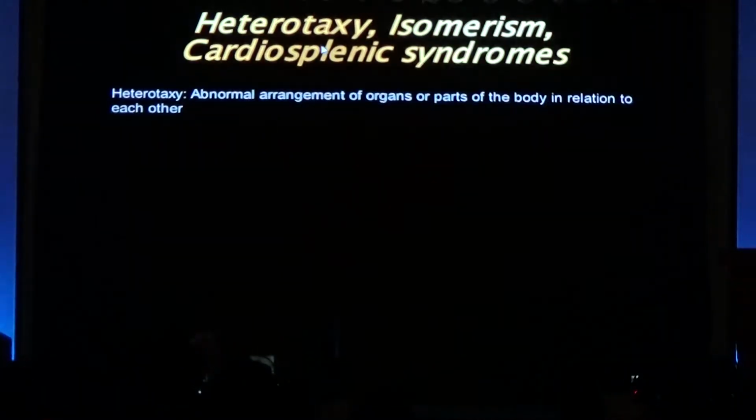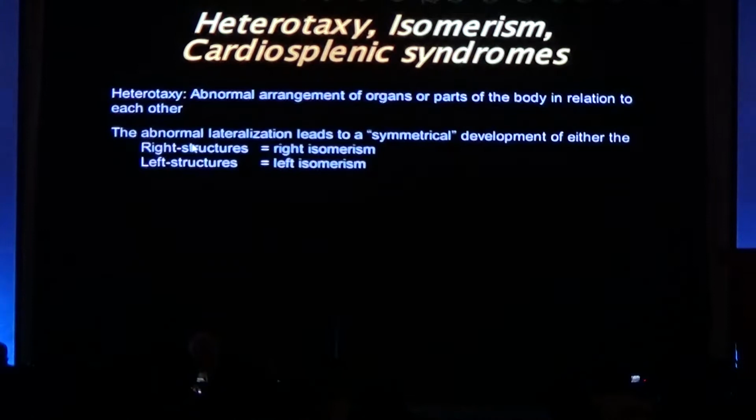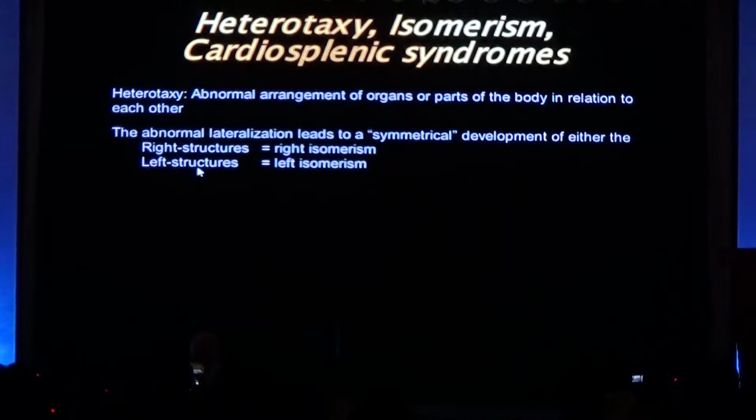So in heterotaxy and isomerism, what you have is an abnormal arrangement of organs or parts of the body in relationship to each other. So if you have a right isomerism, you have right structures. So you will have a baby that has a normal right side, and on the left side, instead of having a left side, it has a mirror image of the right side. Think of this as being a half situs inversus attached to a normal baby. And if you have left isomerism, you will have left structure on the left side and a mirror image of the left structure on the right side.